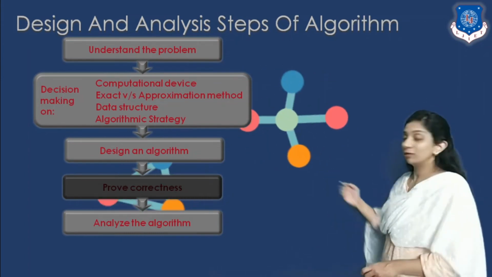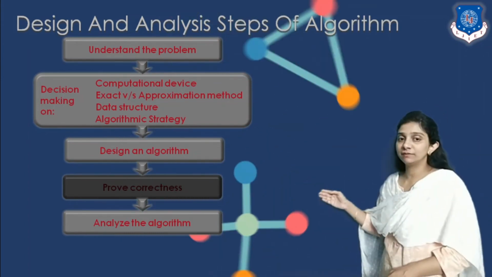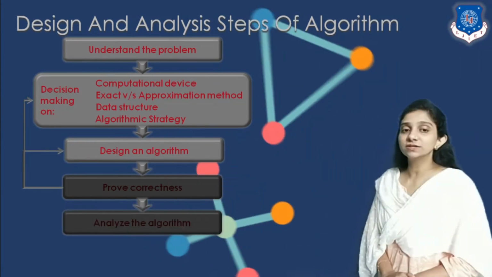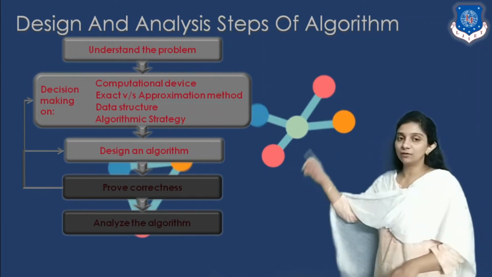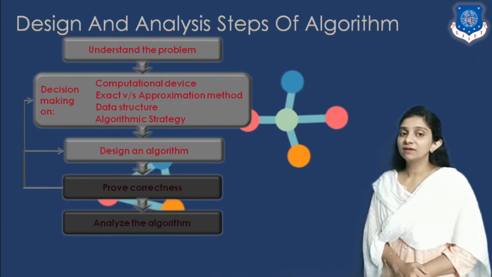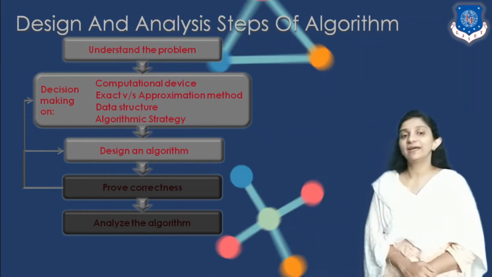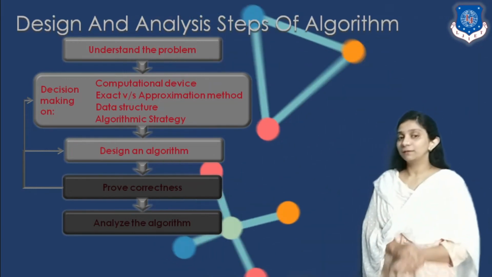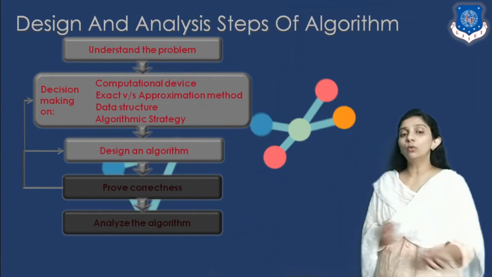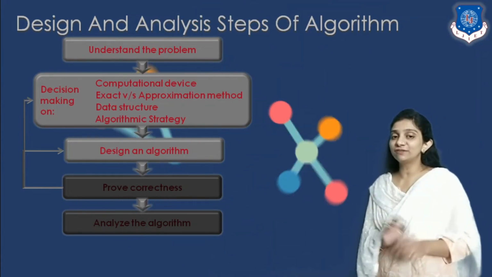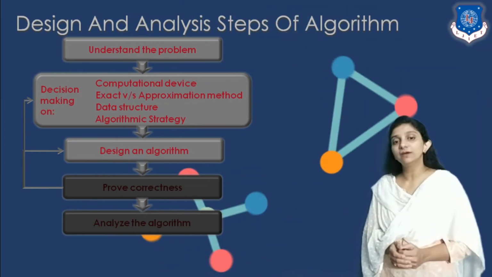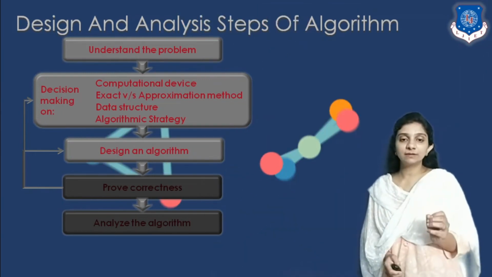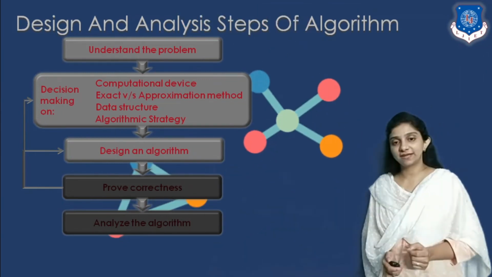But it is not always the case that once you write an algorithm it is correct. It might happen that my algorithm doesn't do its work correctly. So we can go back to the decision making step or the design step, make some changes, come back and check its correctness. Once the algorithm is proved correct, we will do analysis. In the analysis step, basically we are computing time and space complexity. What is the time taken by the algorithm and what is the space taken by the algorithm.